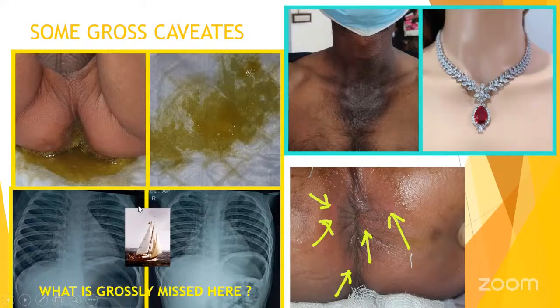And in the chest X-ray which was shown here, the one thing that was grossly missed was absence of thymus shadow. When this patient was extensively evaluated, even with genetic sequencing, we could find an immunodeficiency syndrome, and unfortunately we could not save this child.